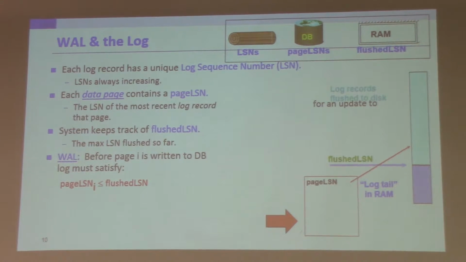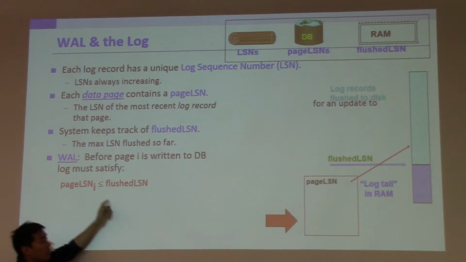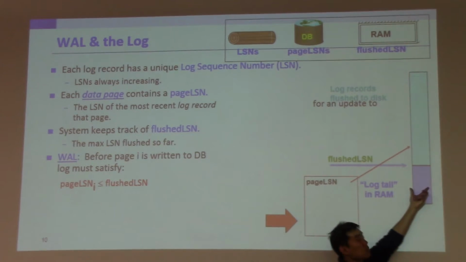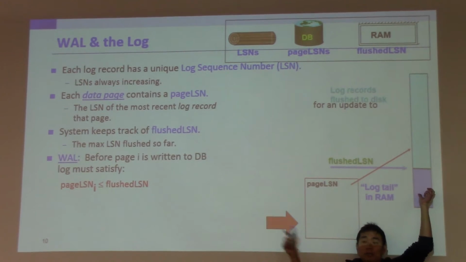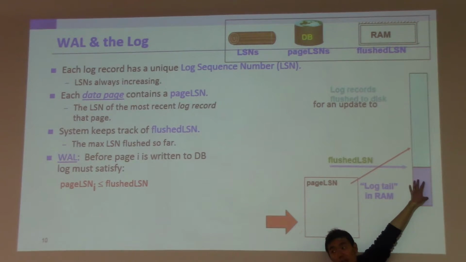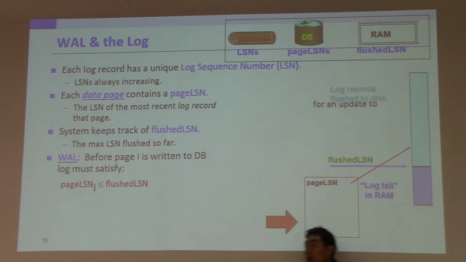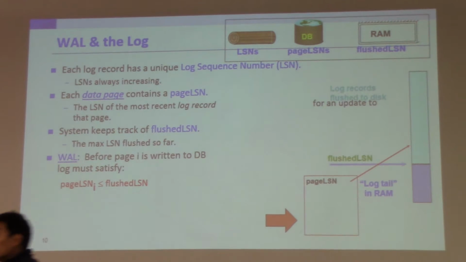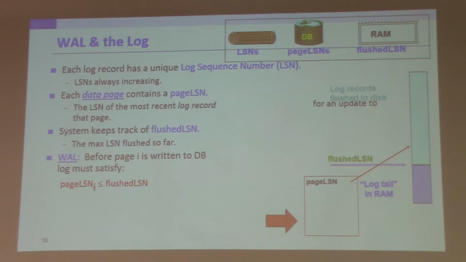system crash. What happened now? There's no way you can undo that particular change, because you lose the information about what has been done on that page. Because page LSN is greater than flush LSN, meaning the log record causing that page to be dirty is within this region. This region is volatile. Once the system has crashed, it's gone forever. Does that make sense? So there's no way you can undo that change.